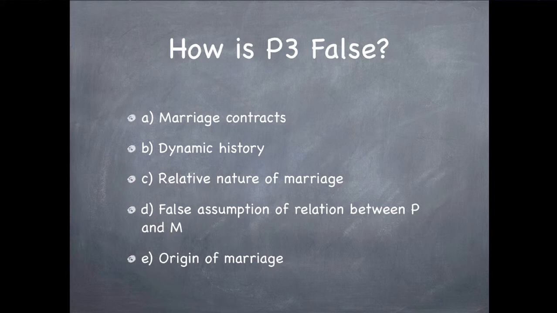The next reason why premise 3 is false is because it assumes that there is a relationship between P and M. There is no relationship between procreating and marriage. Again, go to the marriage contract. Look at history. You don't have to be able to procreate or have kids or even have heterosexual sex to get married. That's not a prerequisite, nor is it a necessary reason. Some people get married just to love each other, just to be committed to each other.